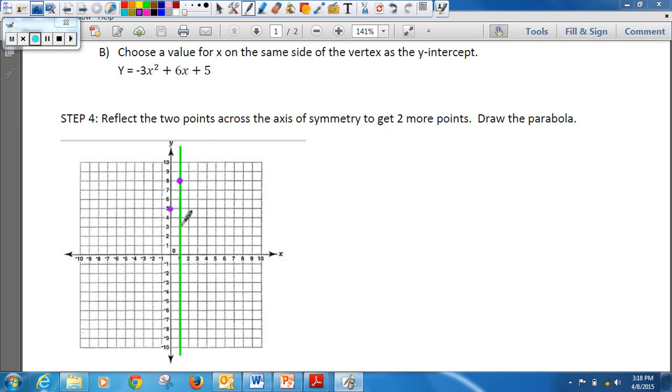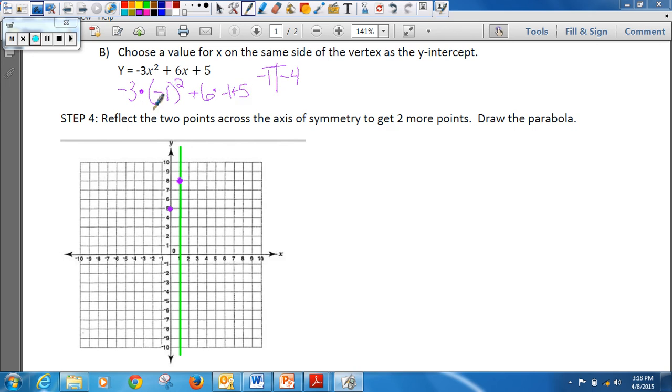And then I want to find a second point on the same side here. So I can plug in negative 1, which would be on the same side of the axis of symmetry. So if I plug in negative 1, negative 3 times negative 1 squared plus 6 times negative 1 plus 5 gives me negative 4. And let's think about this. If you are going to use the calculator, you have to put negative 1 in parentheses so it squares negative 1 and not just 1.